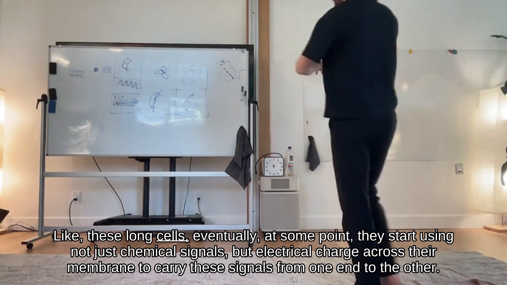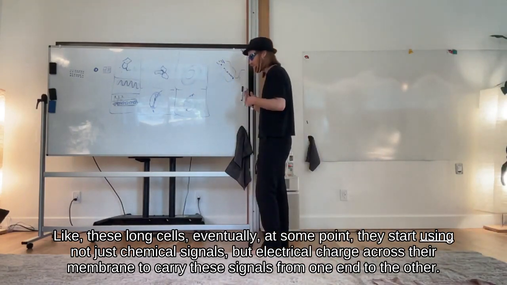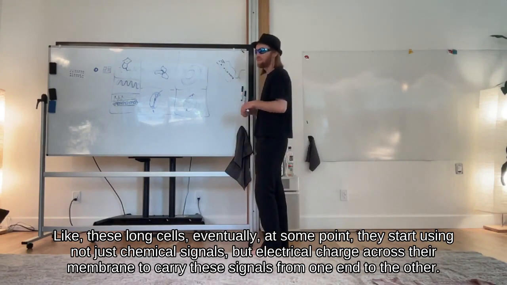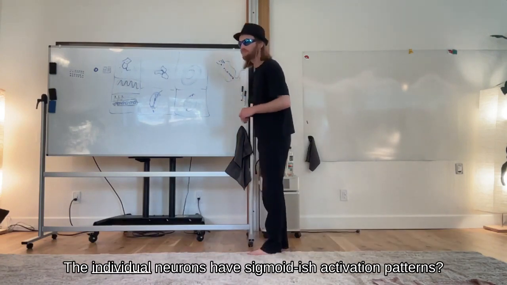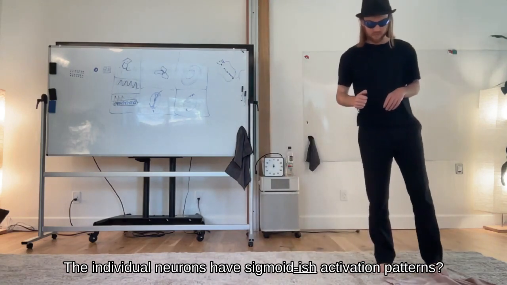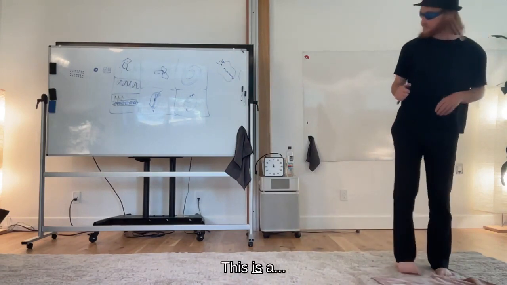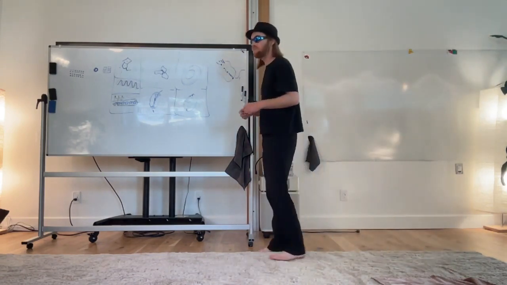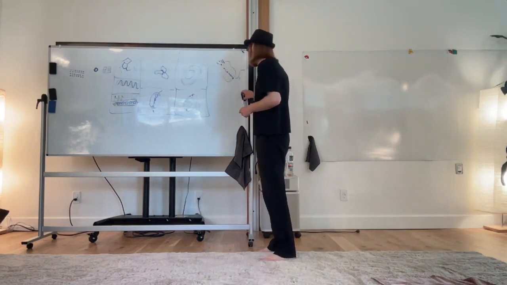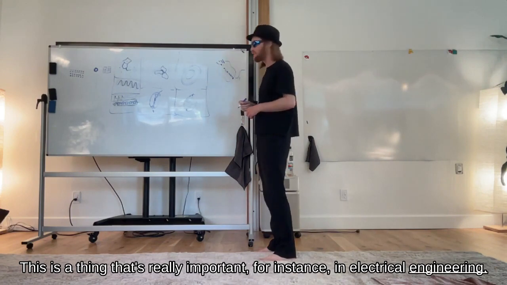Yeah. These long cells, eventually, at some point, start using not just chemical signals, but electrical charge across their membrane to carry these signals from one end to the other. The individual neurons have sigmoid-ish activation patterns. Yes. This is not Rayleigh. No, not Rayleigh's. This is a thing that's really important, for instance, in electrical engineering.